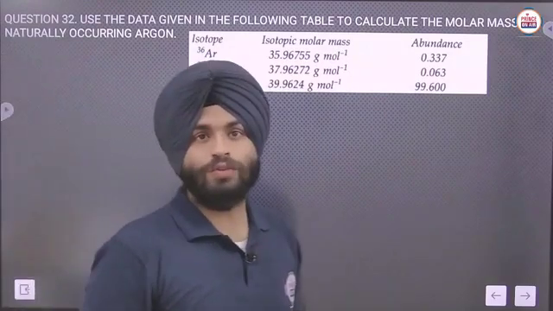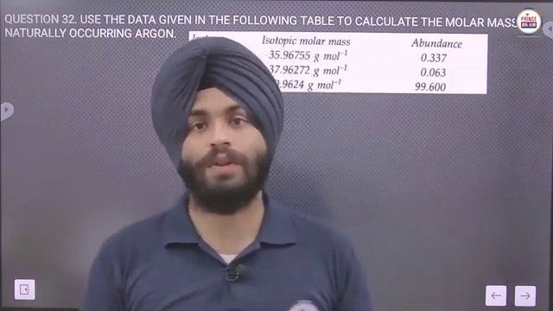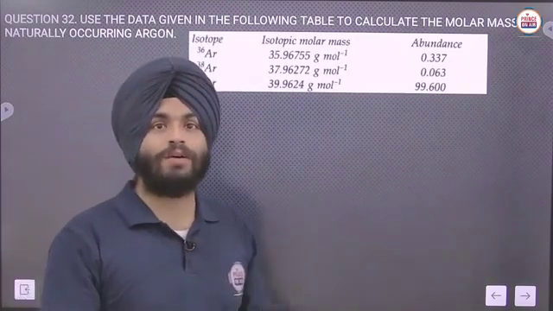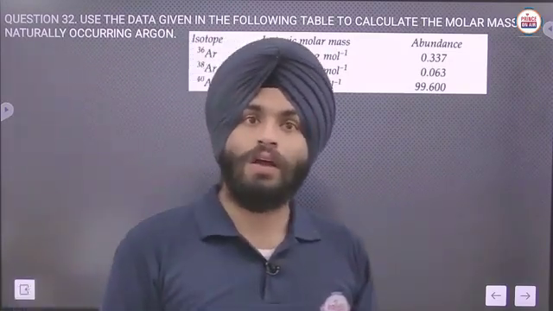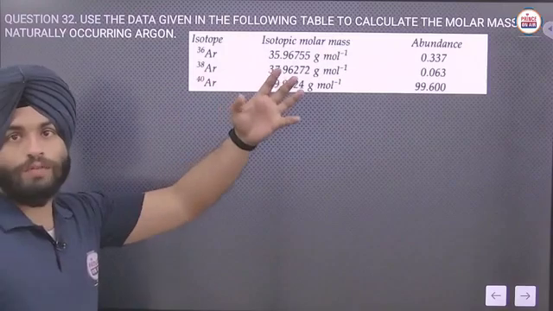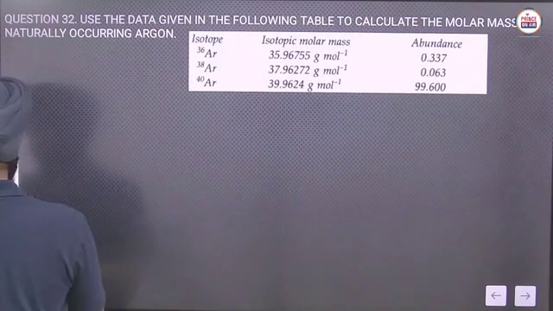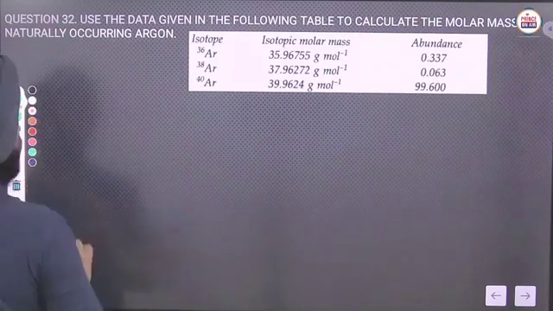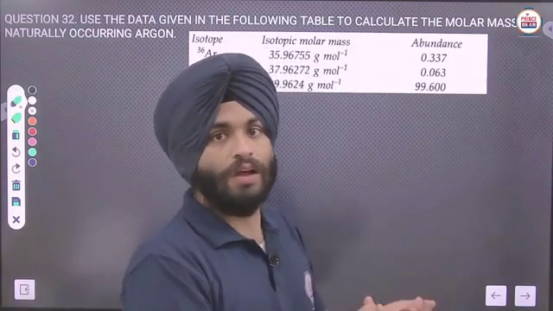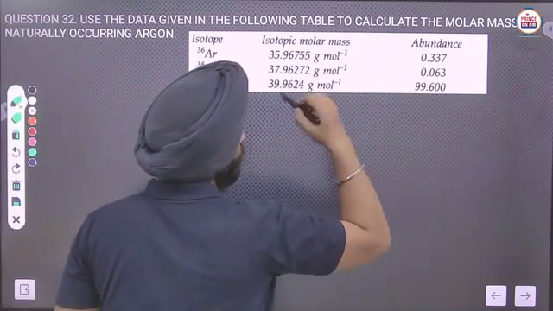The next question is, use the data given in the following table to calculate the molar mass of naturally occurring argon. In this case we have to calculate the average molar mass, or average atomic mass, of argon. The abundance is given to you, and the isotopic molar mass is also given to you. So how can we calculate it? Firstly I will provide you the way to calculate this, and then afterwards we have to do that calculation. At last I will give you the calculation solution, so just try it yourself.